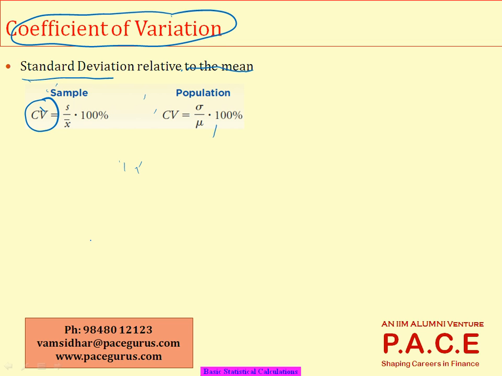Whether it is for a population or for a sample, doesn't matter. But if the means are different, take the standard deviation as a percentage of the mean, and after that do the comparison. So if the coefficient of variation for the first data is 20%, whereas for the second it is 40%, then you can very well say that the first data is having a lesser dispersion compared to the second, or vice versa.